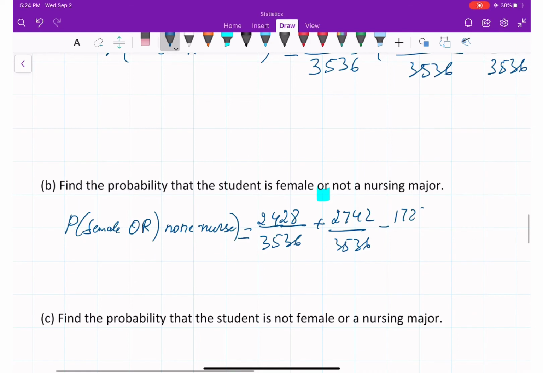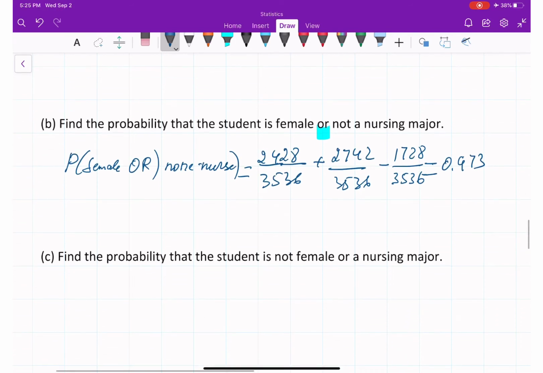subtract 1728 to read, and 3536. And this is going to be equal 0.973. Okay?